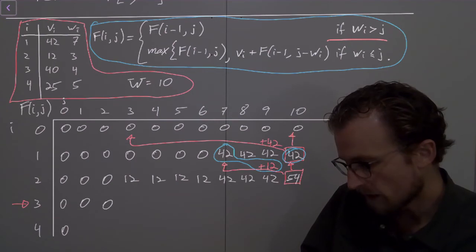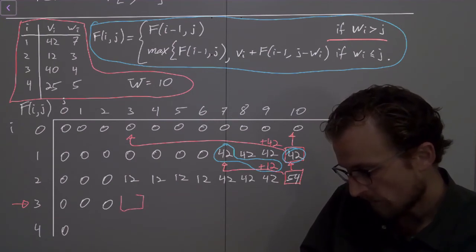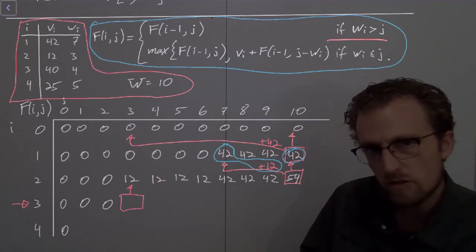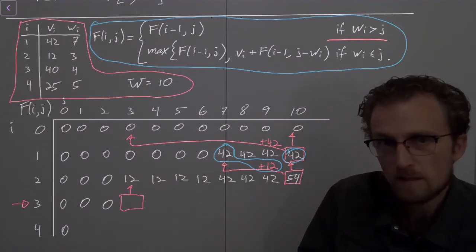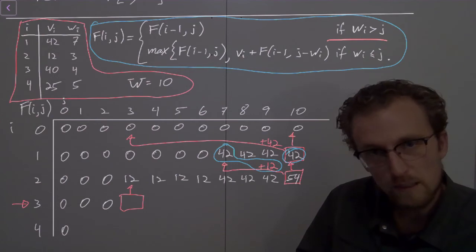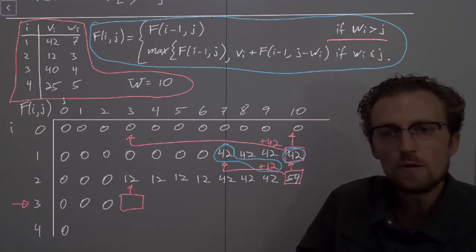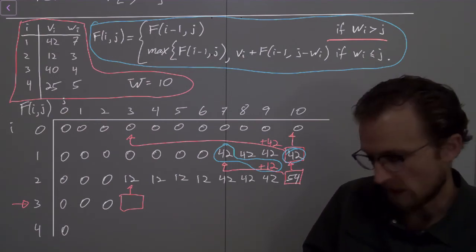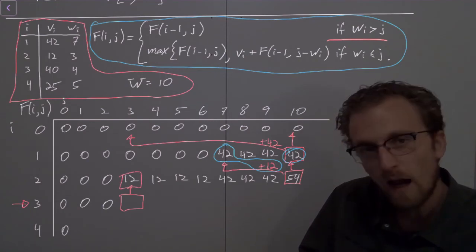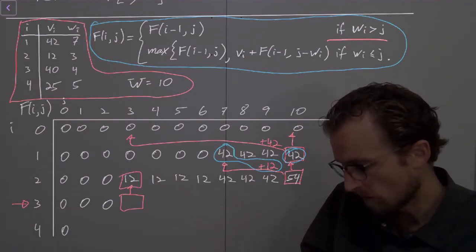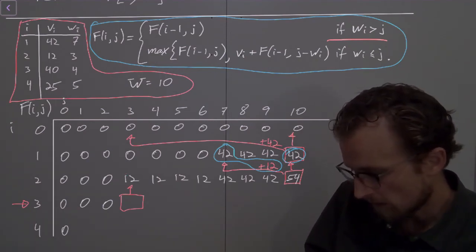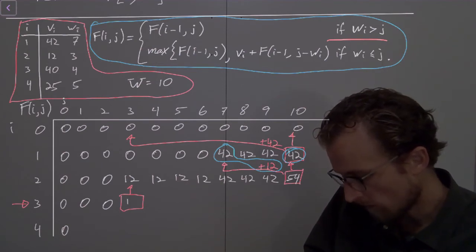3 also doesn't fit in a capacity of 3, but once we're here, notice that the recurrence says don't just copy in 0, right? Just because 3 doesn't fit doesn't mean nothing can fit. In fact, if 3 can't fit, all we have to do is say, well, let's pretend we didn't have 3. Let's look at this number and copy it in, right? So we do this, and sure enough, now we have a value of 12 here.